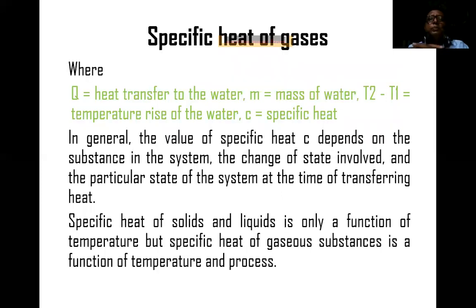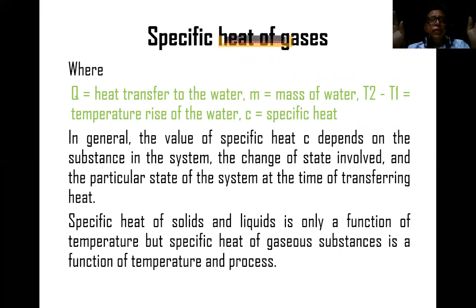So, specific heat of gas, where Q is equal to heat transfer to the water, isn't it? Heat transfer to the water is denoted by Q, m is equal to mass of water, T2 minus T1 is the temperature rise of the water, and C is equal to specific heat.